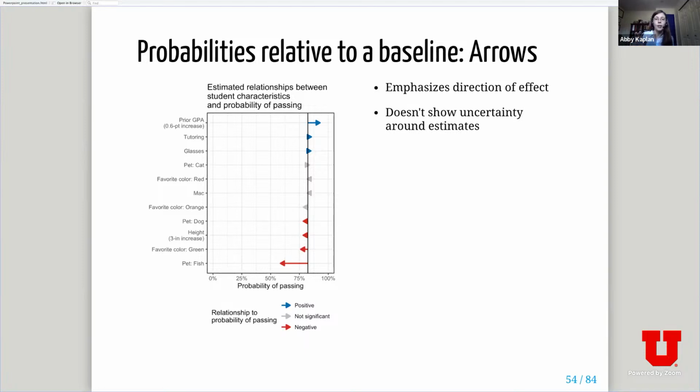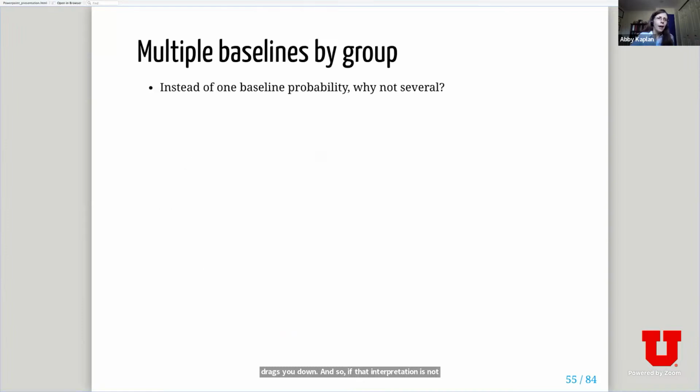One caution here, though, is that this graph has a particularly strong causal interpretation, right? We're really going to suggest to stakeholders that tutoring brings you up, and that having a pet fish really drags you down. And so if that interpretation is not appropriate for your data set, you probably don't want to do this.